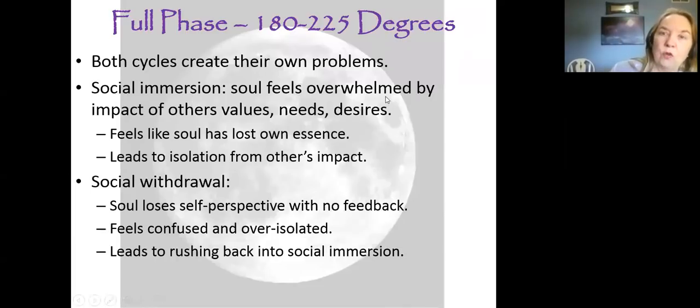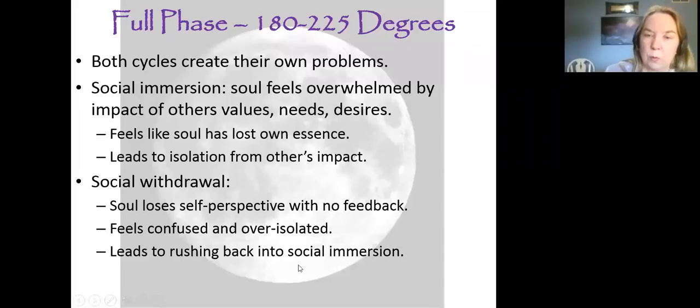We can feel overwhelmed again because everybody else's values, needs, desires are stronger than ours, more important than ours. We get so enmeshed in the relationship, we lose a sense of ourselves. That will draw us into the social withdrawal, where we then have to separate ourselves from someone so that we can find our own self-perspective again. But when we get too caught up in the withdrawal and isolation, we don't have any feedback, so we don't have anything to grow with.